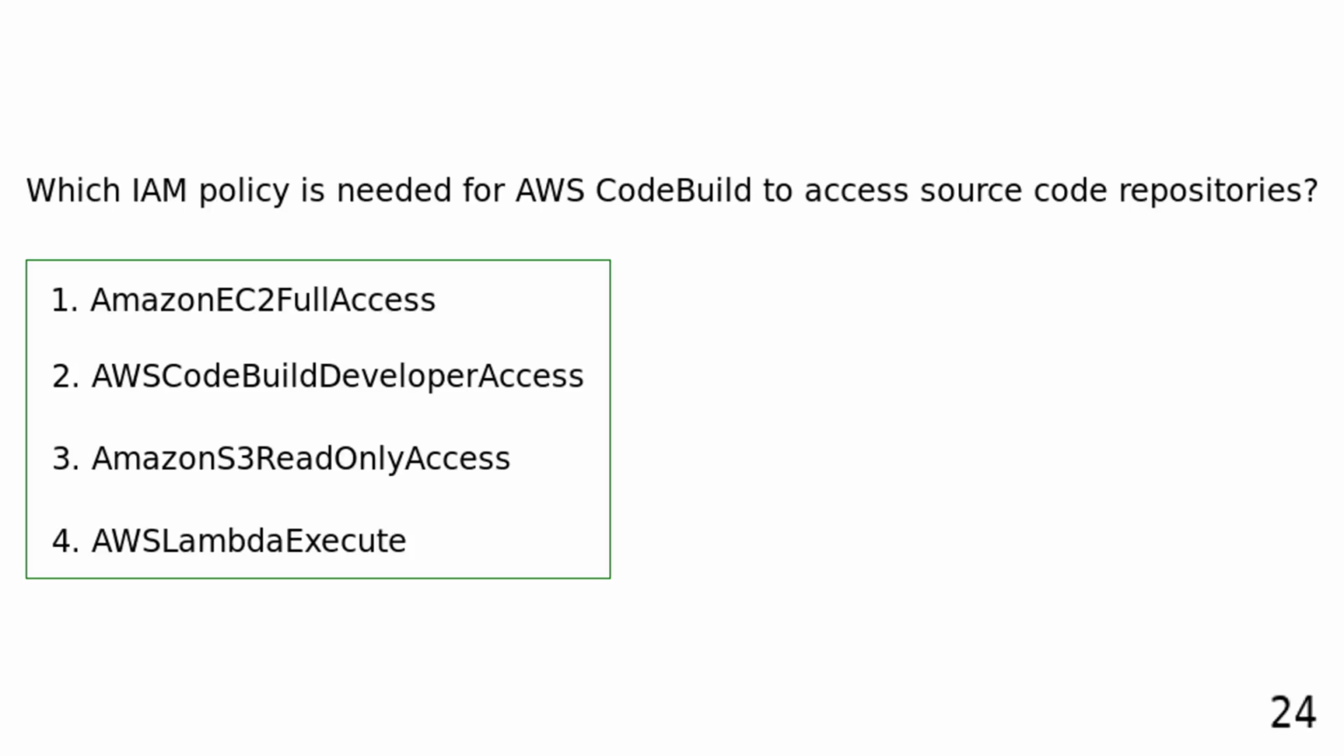Which IAM policy is needed for AWS CodeBuild to access source code repositories? Amazon EC2 Full Access. AWS CodeBuild Developer Access. Amazon S3 Read-Only Access. AWS Lambda Execute.